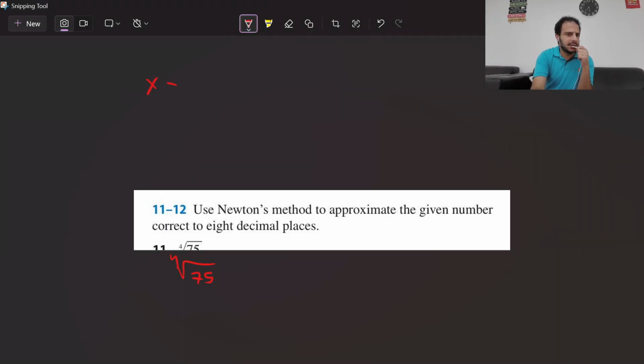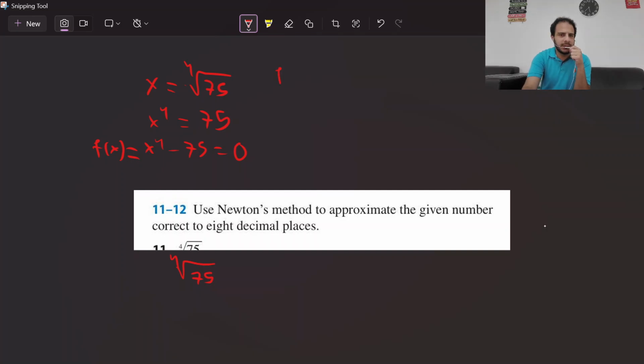So you start with x equals the fourth root of 75. Then power 4 both sides. You get x to the 4 equals 75. Then minus 75 both sides: x to the 4 minus 75. Is this a good function? Yeah, it's a lot simpler. So f of x equals this function. Now, what's f prime of x? f prime is 4x cubed.